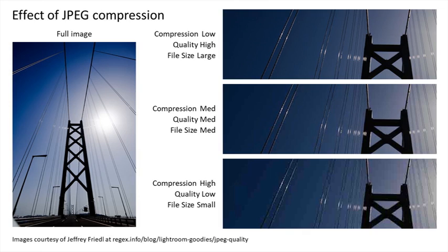Note that the artifacts, that is, image defects, associated with JPEGs are most noticeable in the example of extreme compression on the bottom right, although they are also present to a lesser degree in files compressed less severely, like the middle image on the right.